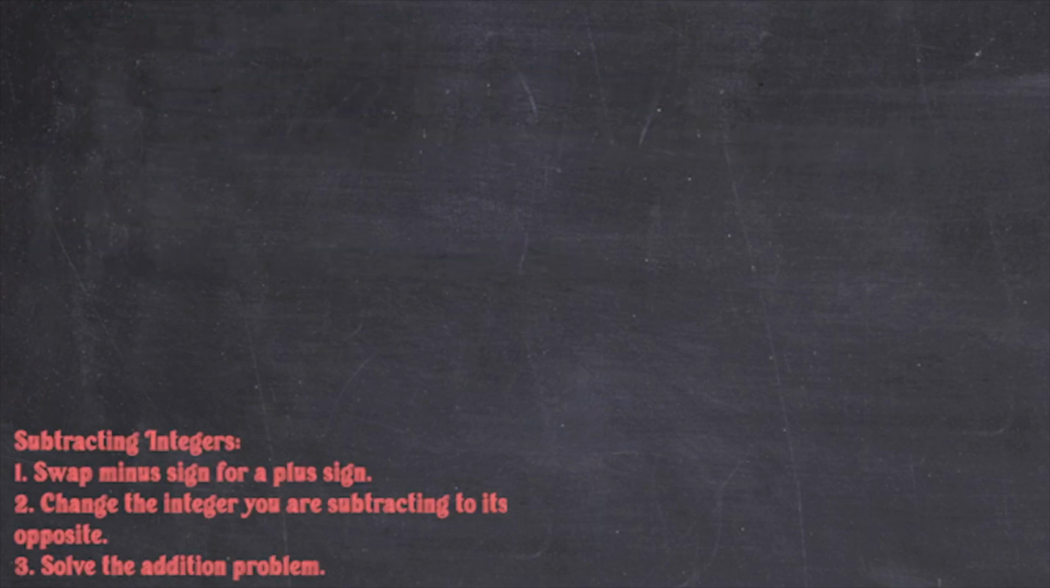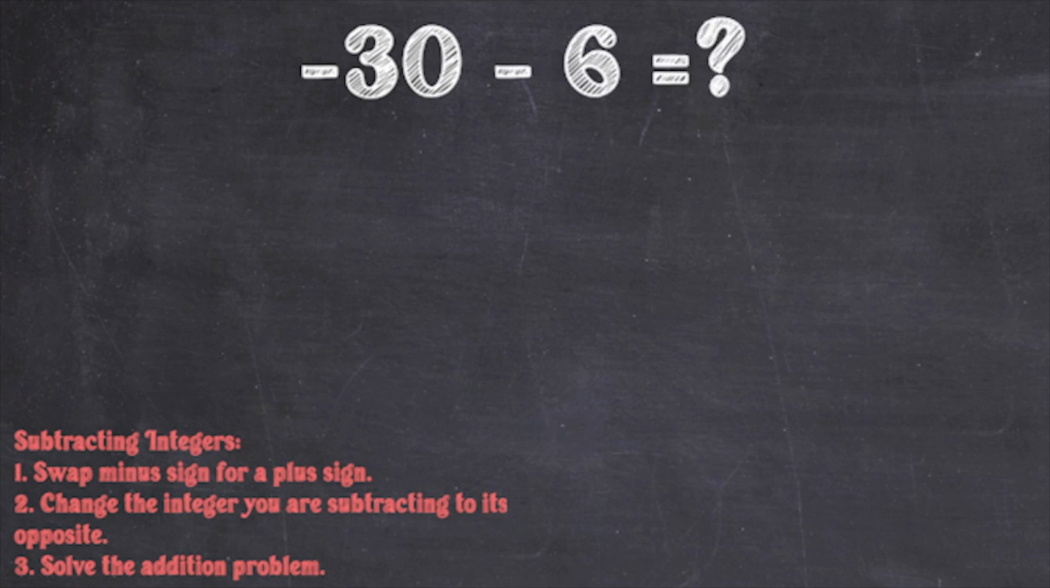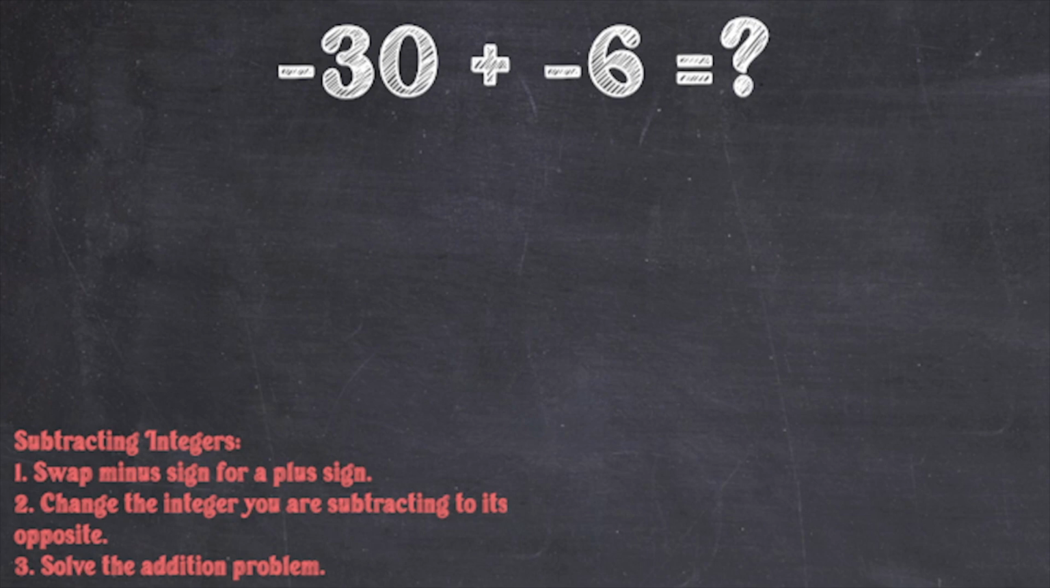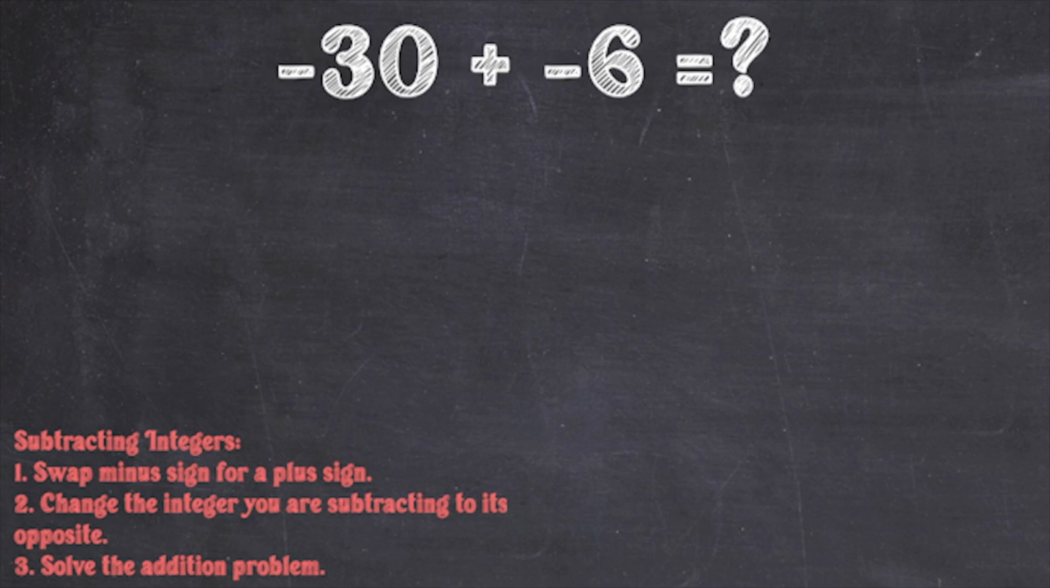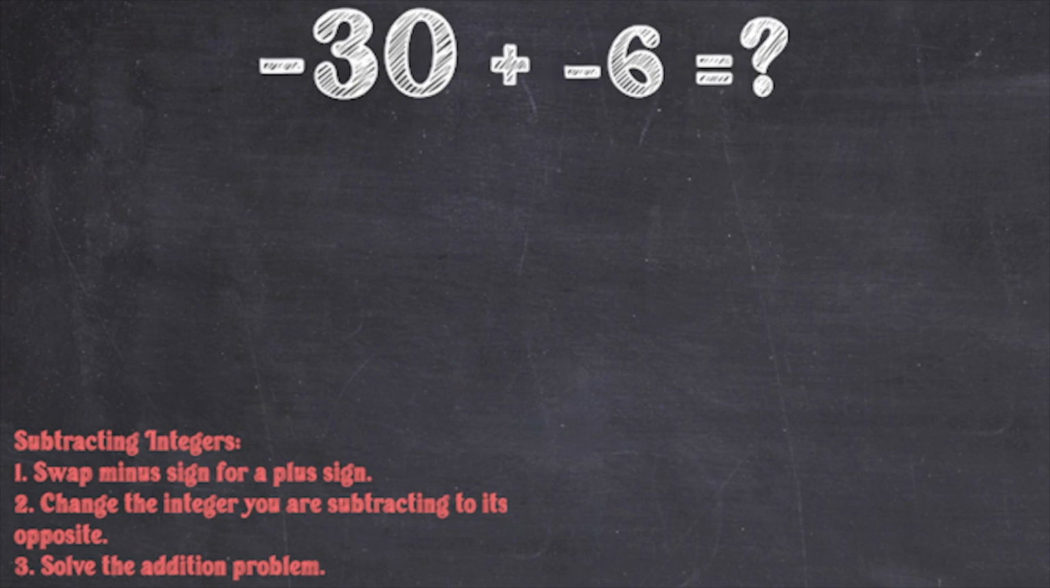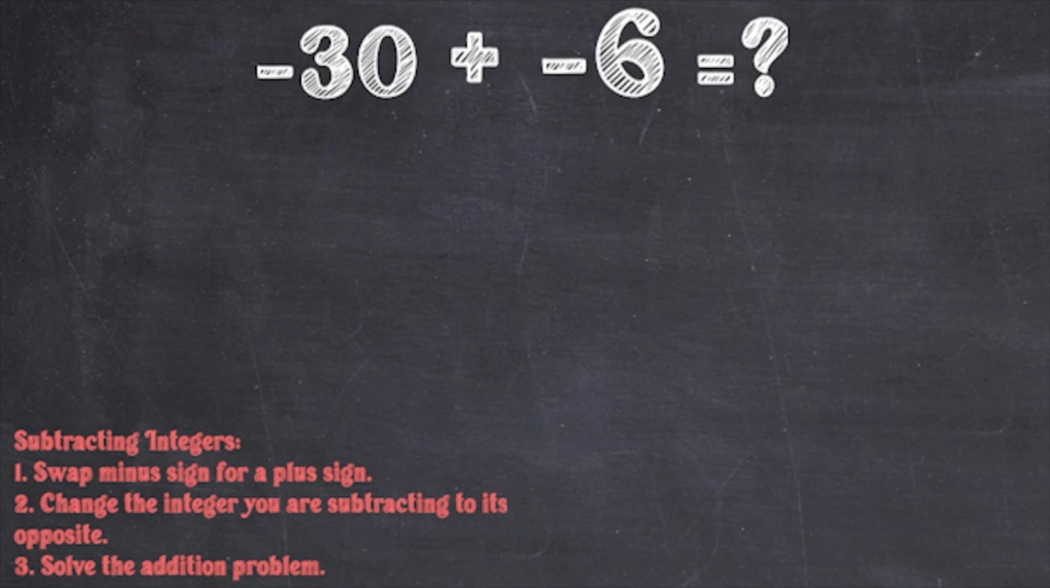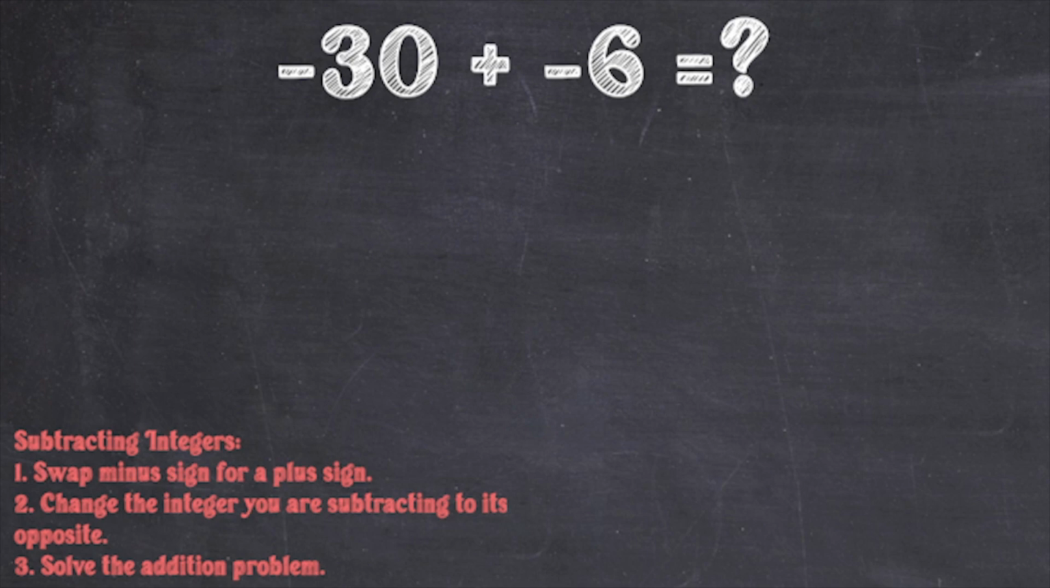Let's try this process out for negative 30 minus 6. For our new problem, let's change the minus sign to a plus sign and write down the opposite of 6, which is negative 6. Thus, our new problem is negative 30 plus negative 6. Our original problem and our new problem will have the same answer, so let's do the addition problem moving forward.